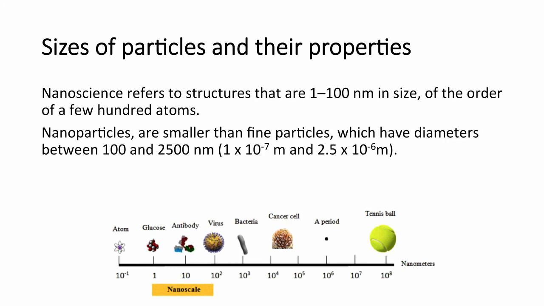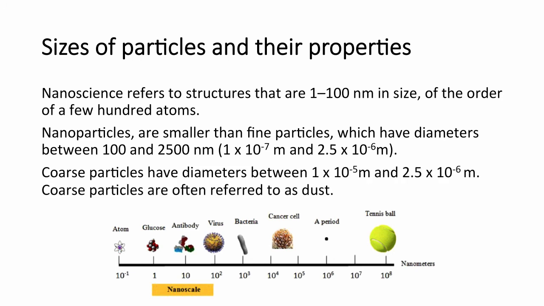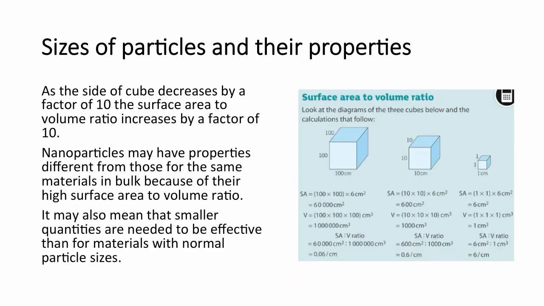Nanoparticles are smaller than fine dust particles and much smaller than coarse particles like dust or sand. What's interesting about nanoparticles is that as you decrease the volume, the surface area increases. So if you decrease the volume by a factor of 10, the surface area to volume ratio actually increases by a factor of 10.